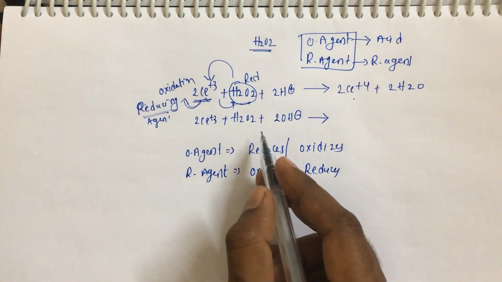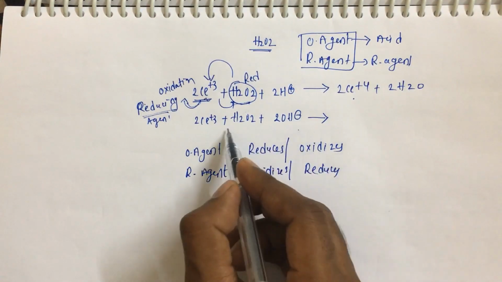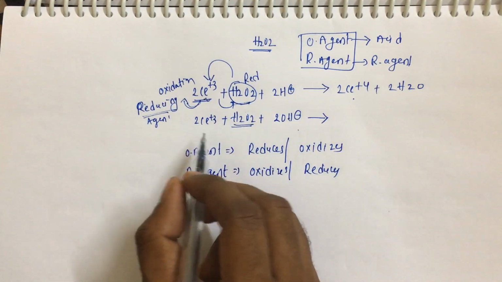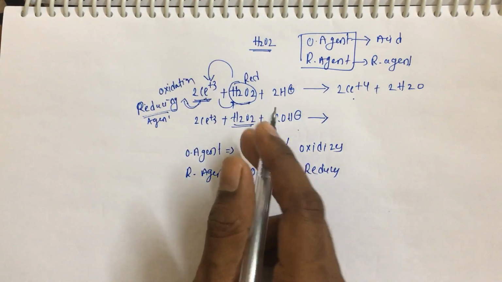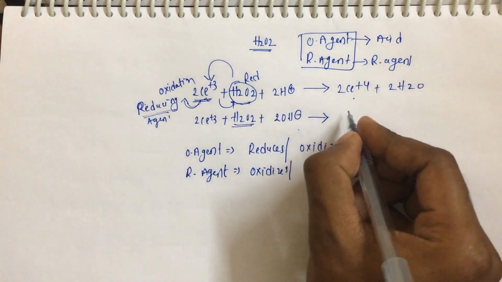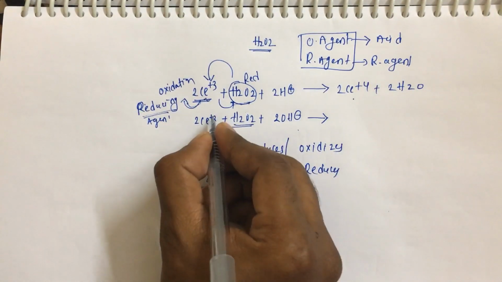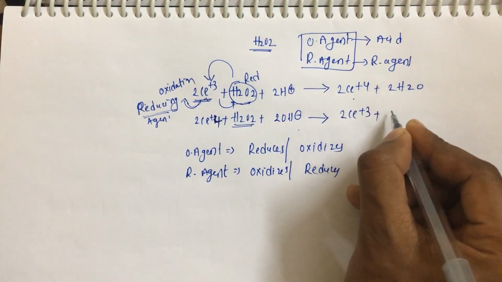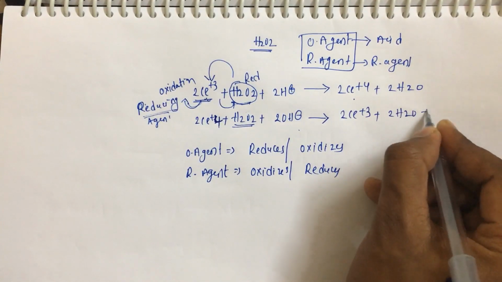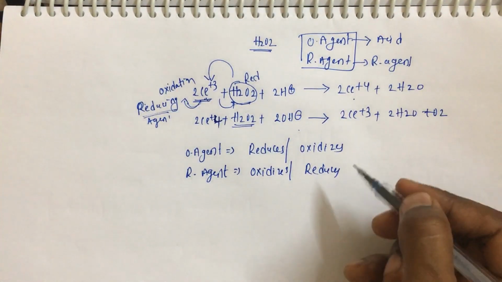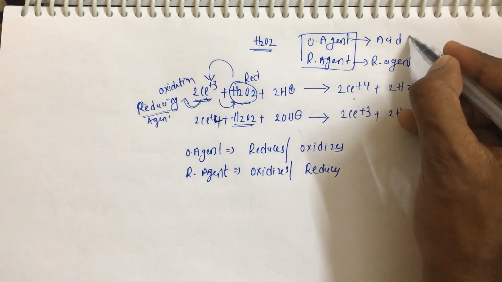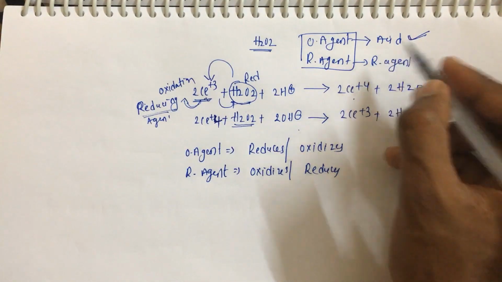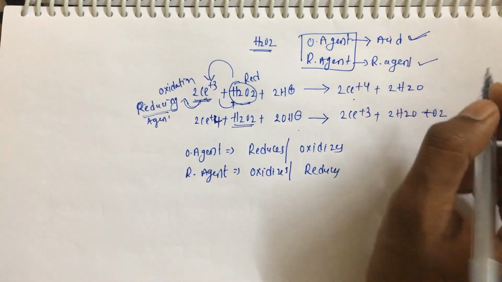And similarly here, in the basic medium, H2O2 has to act as a reducing agent. So it has to give some electrons to the cerium. This cerium plus 4 gets converted to cerium plus 3 plus 2 moles of water plus O2. So these two points are very important. H2O2 in acidic medium acts as an oxidizing agent, and in the basic medium it acts as a reducing agent.